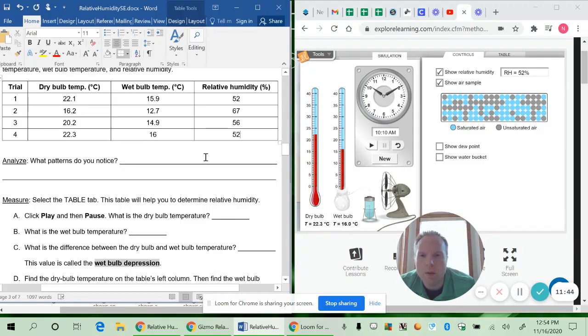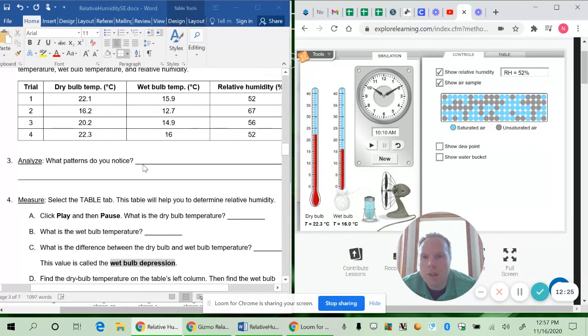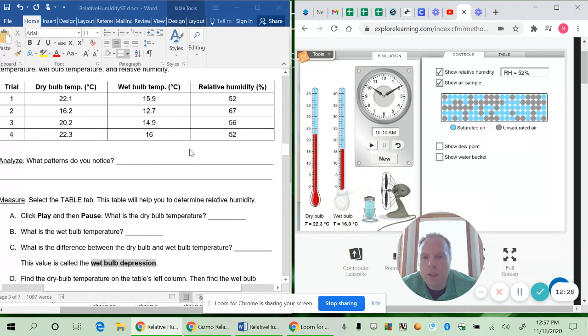Okay, so what patterns do I notice here? Well, if I look at these last two trials that I did, when the wet bulb temperature was 14.9, the relative humidity was 56%. When the wet bulb temperature was 16, so that's higher, the relative humidity was 52%. So the pattern I'm seeing is that as the wet bulb temperature goes up, the relative humidity decreases.